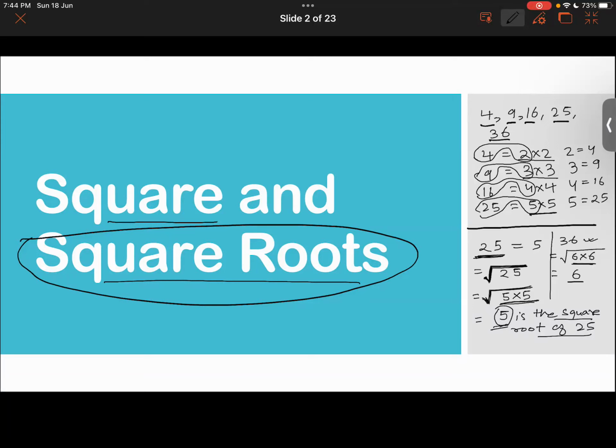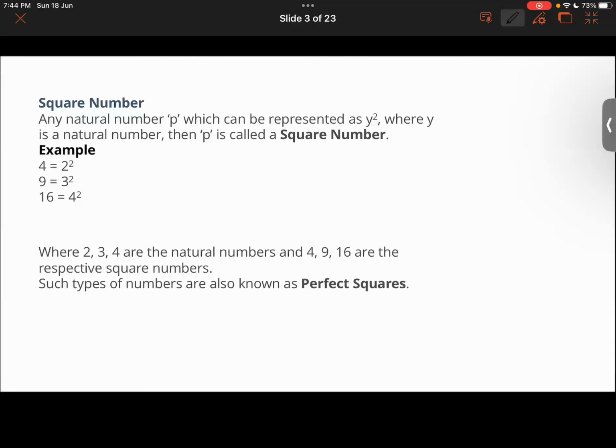There are different properties of squares and square roots for different numbers, which we are going to be covering in detail in this class. So that's just the basic idea of what the chapter is about.